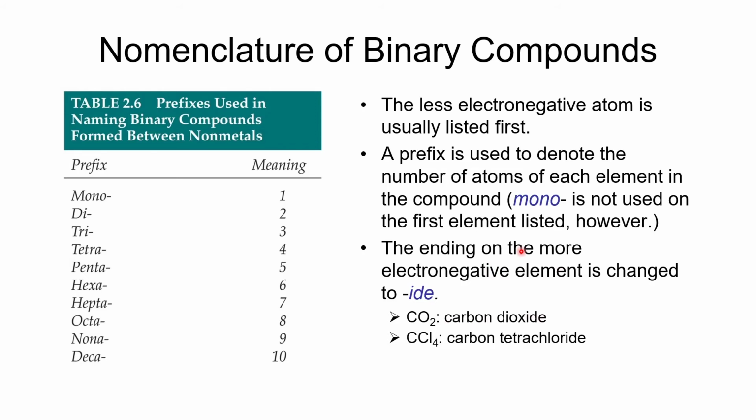So don't ever start the name of the compound with mono. The ending of the more electronegative element is going to be changed to ide. So oxygen becomes oxide, chlorine becomes chloride. Just like what we saw with the ionic compounds we saw a few minutes ago.